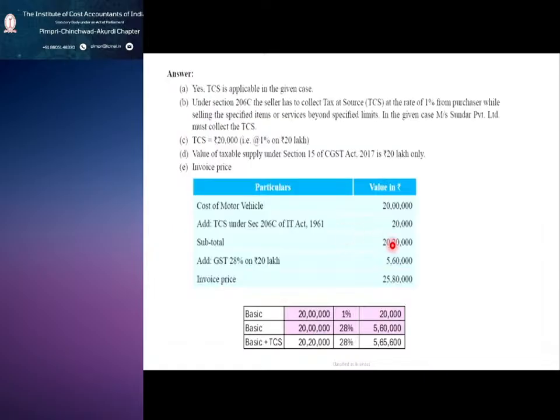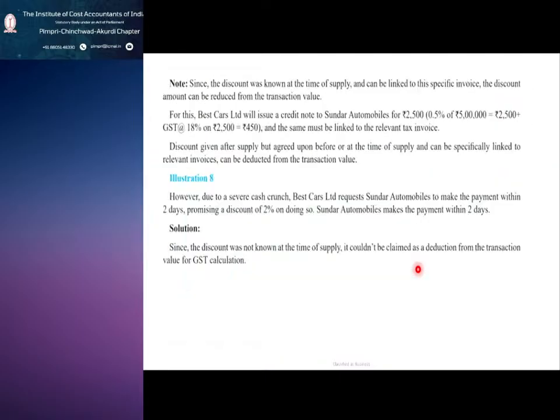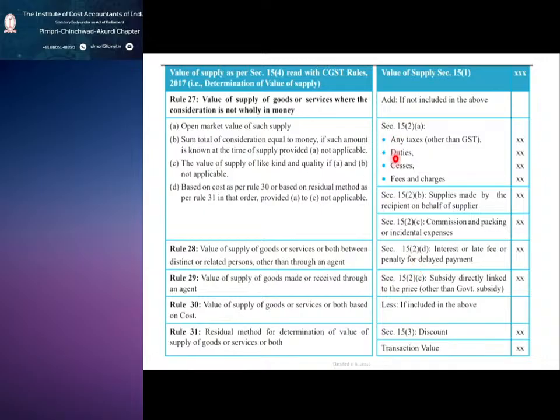On this, the GST amount is 28%. So for presentation in the invoice, you will see the TCS of 20,000, but when you calculate GST, GST will be calculated on 20 lakhs only. This is one of the exceptional cases when you study this particular 15A to 15E. Here you have seen any taxes other than GST, duties, cess and fees and charges.